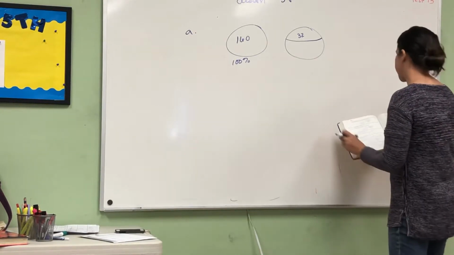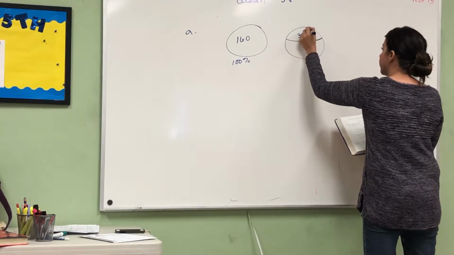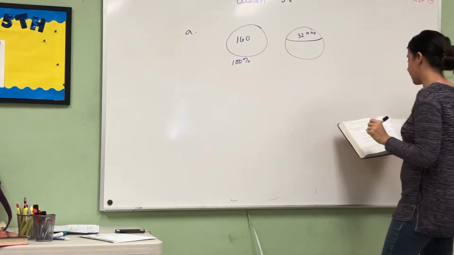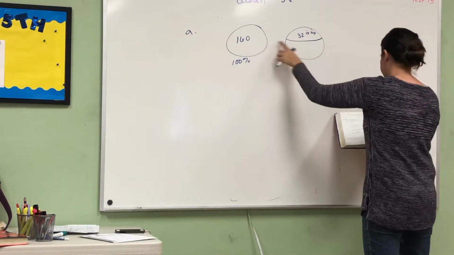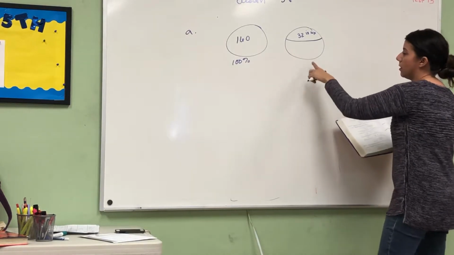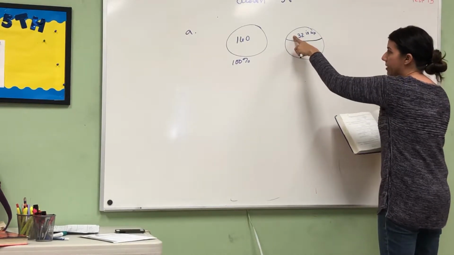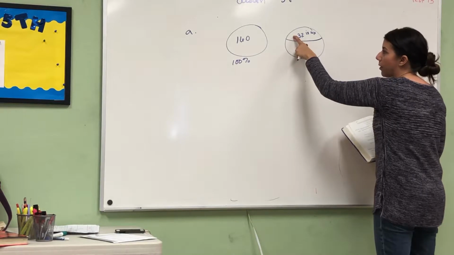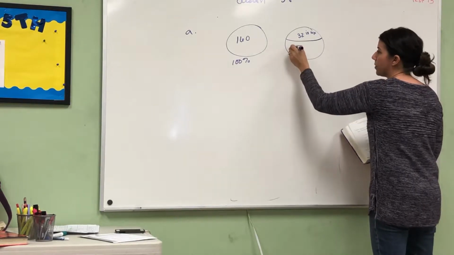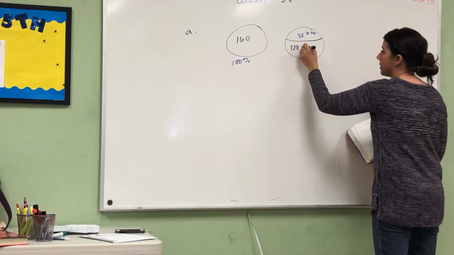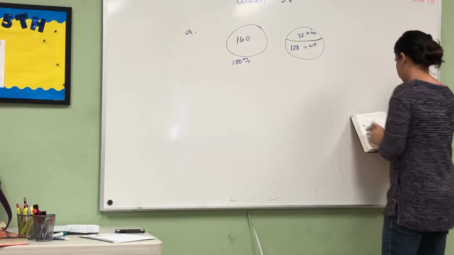We want to know what percent. 32 is what percent? And if they started with 160, then what number would be here? 160 minus 30 would be 130. Take another 2, so 128 is what percent?